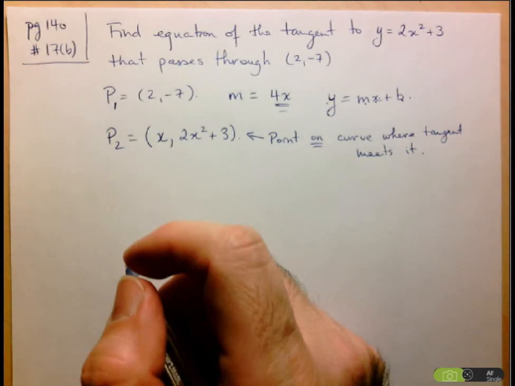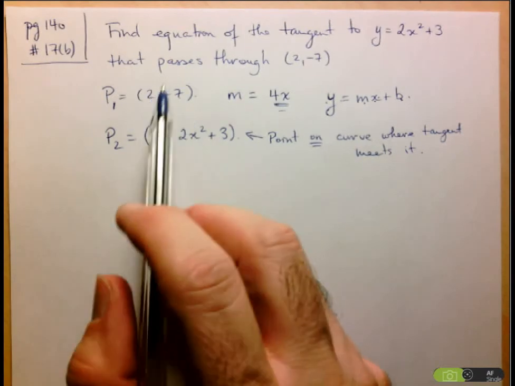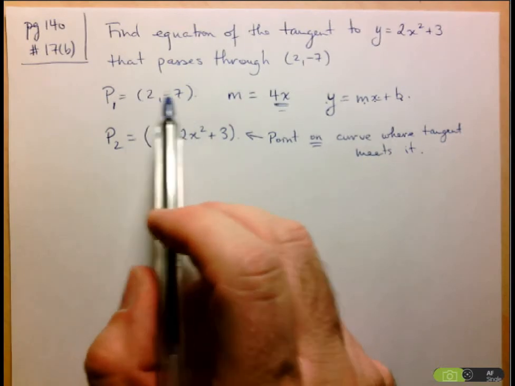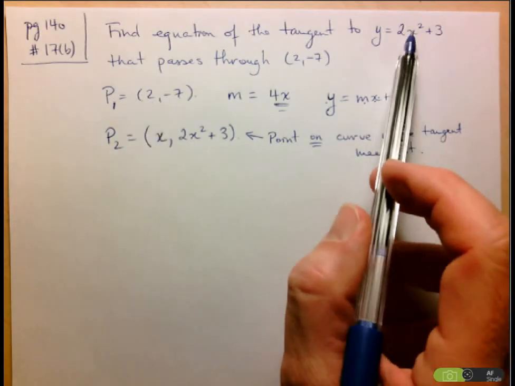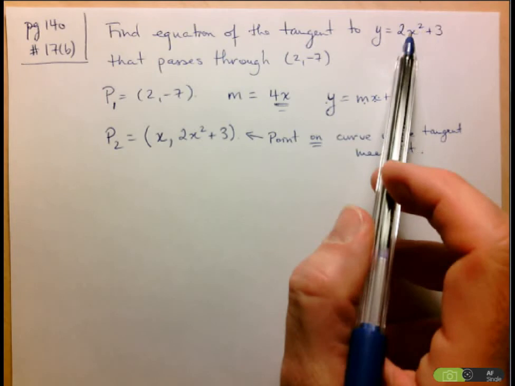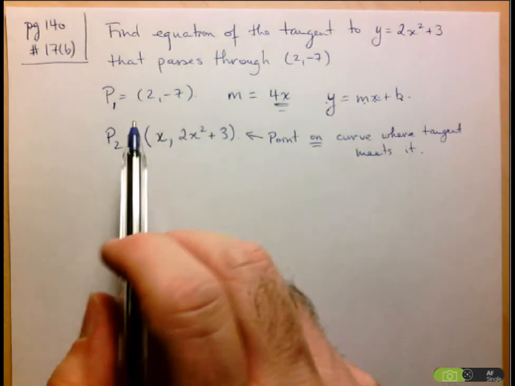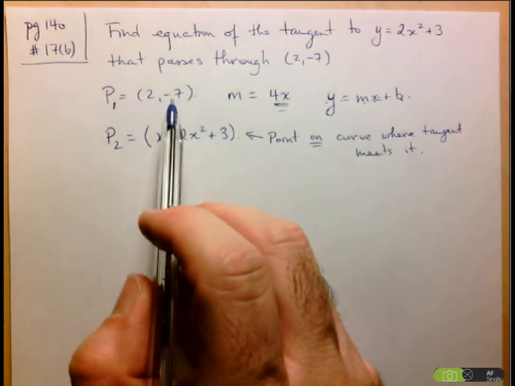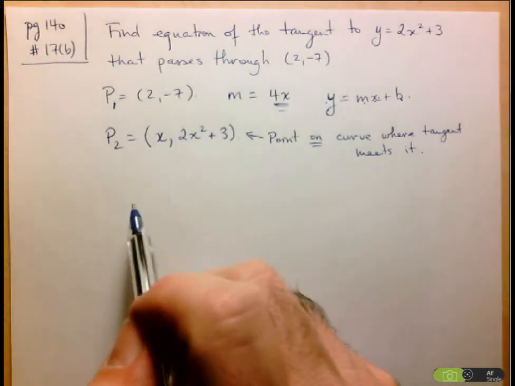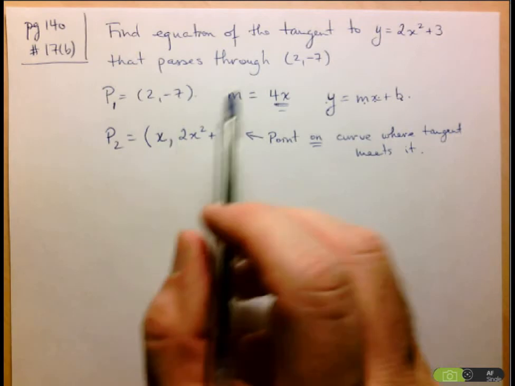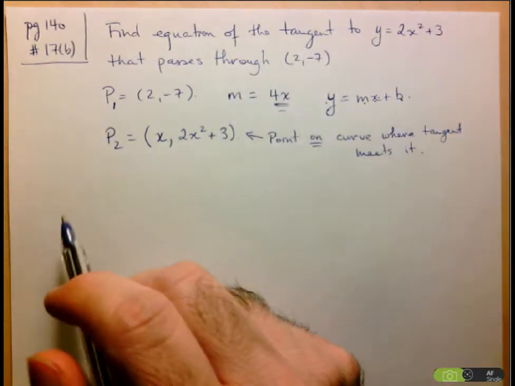Now, just in case anybody thought that 2, negative 7 was on the curve, let's be sure that if I stick in x equals 2 and calculate y, I'm not going to get negative 7. So be sure that you understand that 2, negative 7 is not on the curve, it's only on the tangent line. This other point represents the point that is both on the tangent and on the curve.